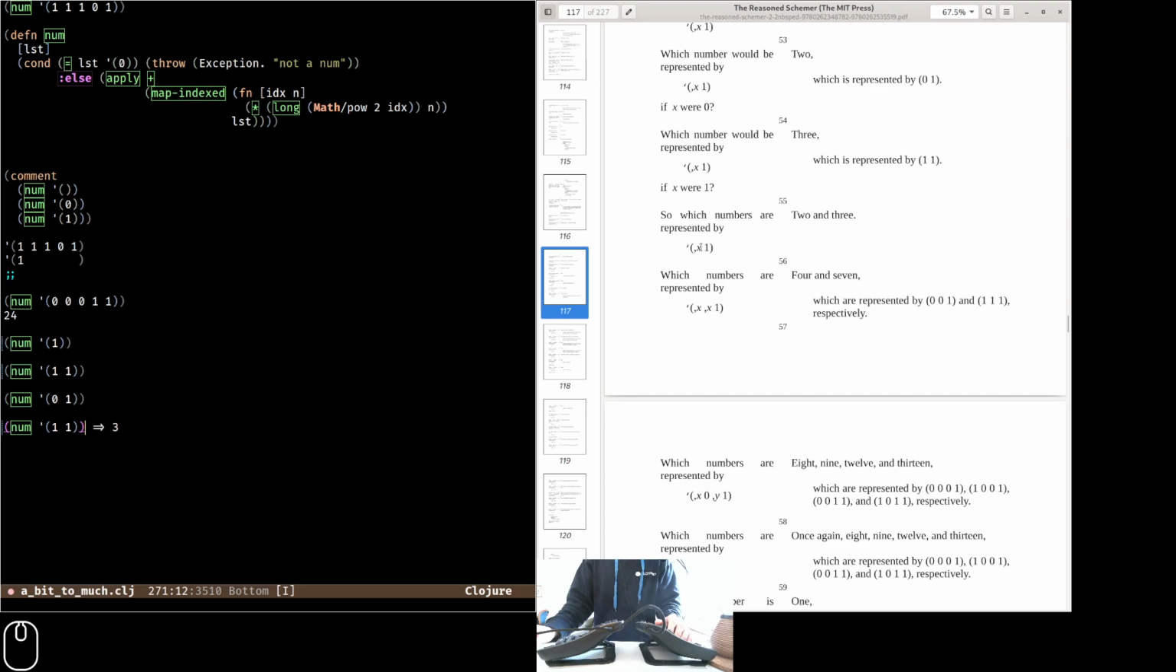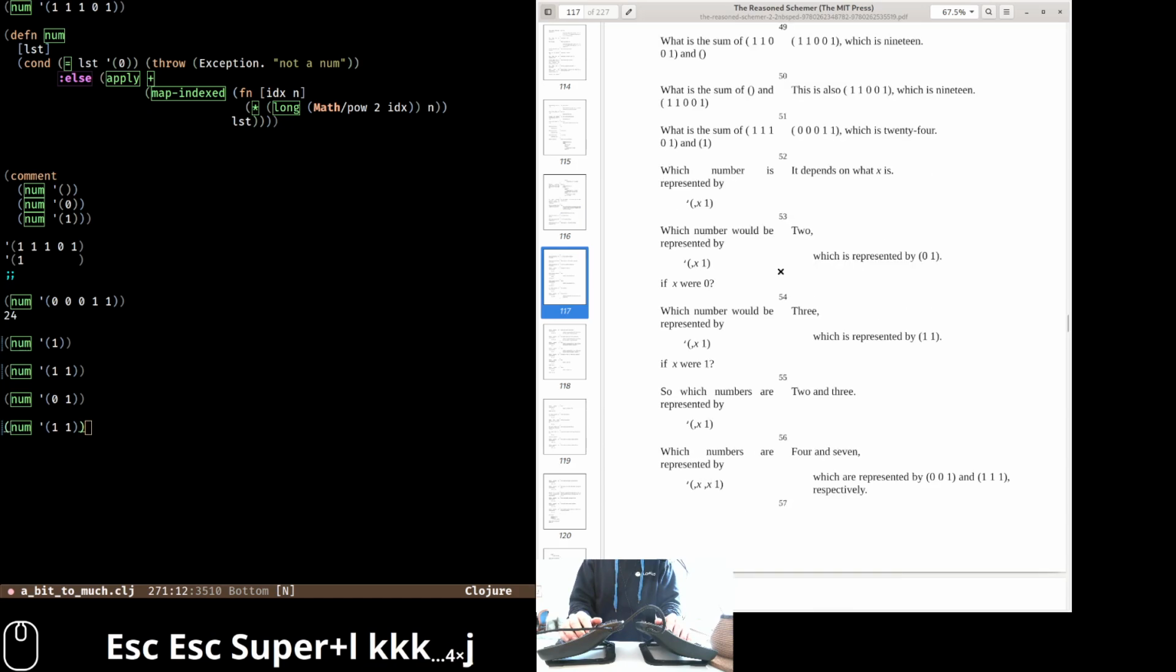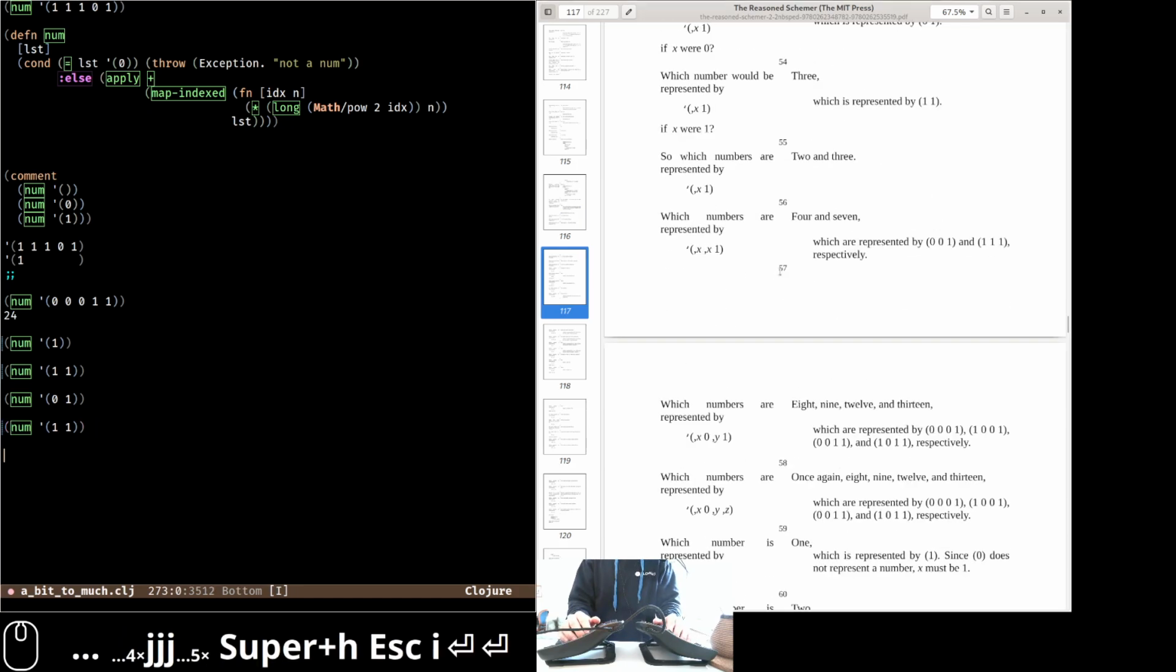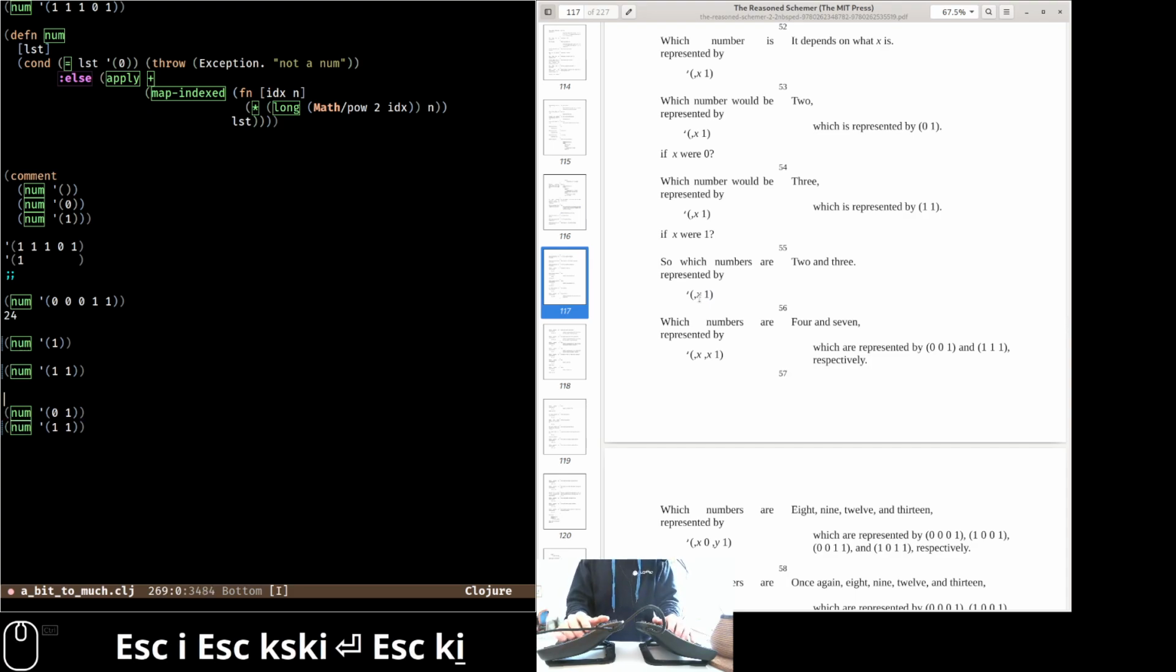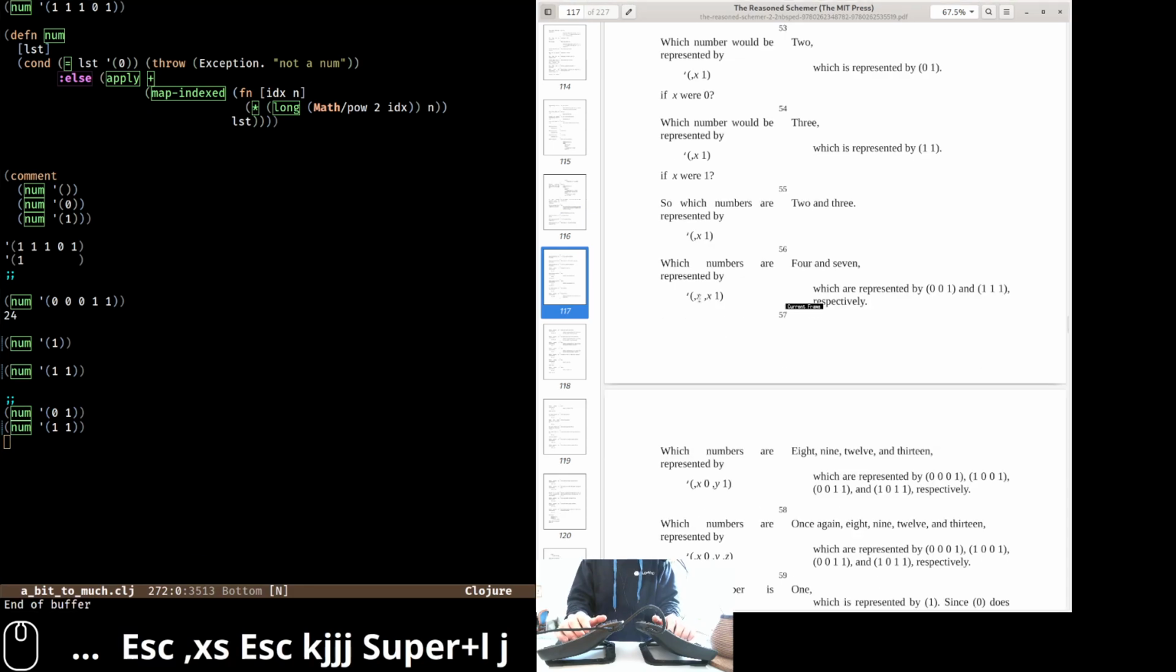So which numbers are represented by any x and then 1? Two and 3? So if x is only ever 0 or 1, this is only ever 2 and 3. Funny, because I say here this is a 1. So it's saying that it's either of those two lists, which mean 2 or 3.